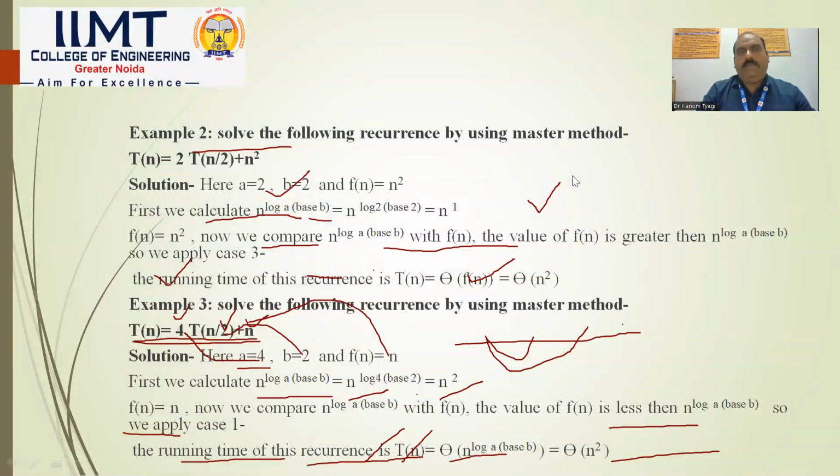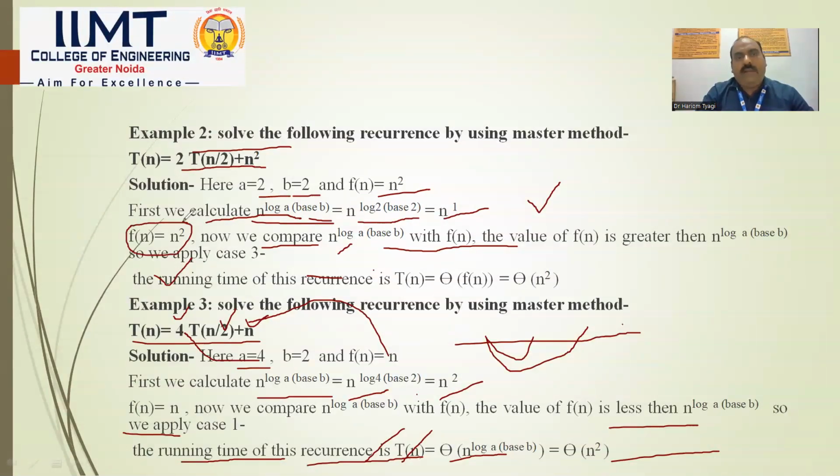Now, example number 2: T(n) = 2T(n/2) + n squared. Here a is 2, b is 2, and f(n) is n squared. This is given. You have to calculate n to the power log a on base b. The base and value are the same, so n to the power log is n to the power 1. But you have the function f(n) equal to n squared. Then you compare n to the power log a with f(n). Which one is greater? f(n) is greater, because f(n) is n squared and n to the power log b is n.